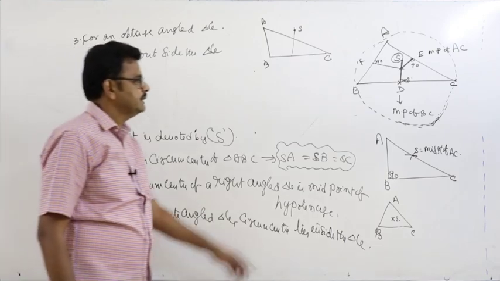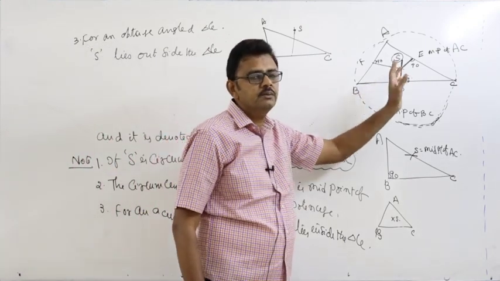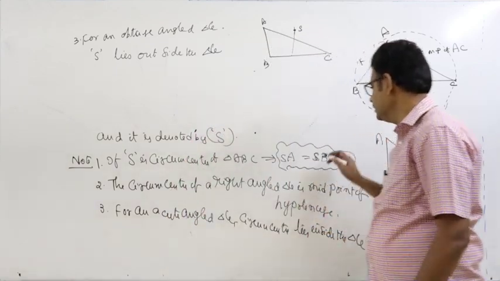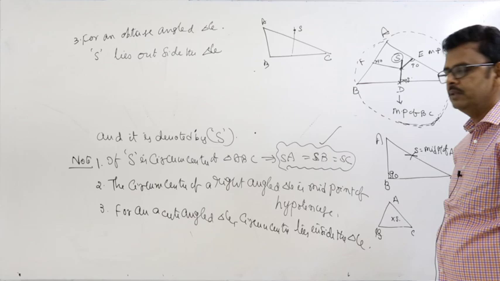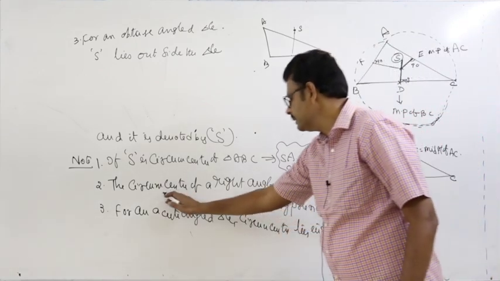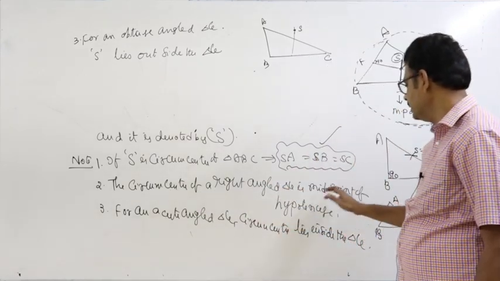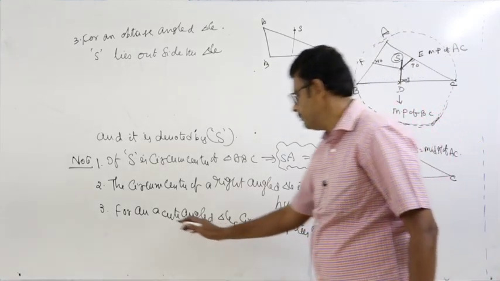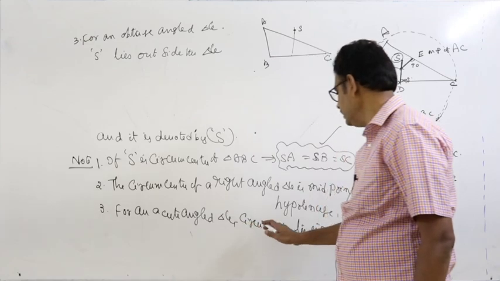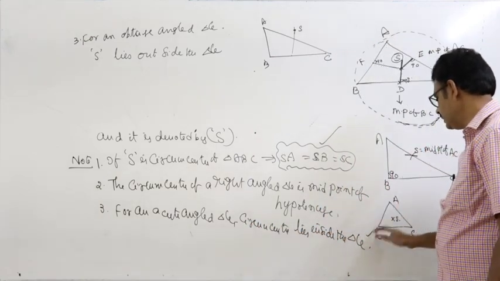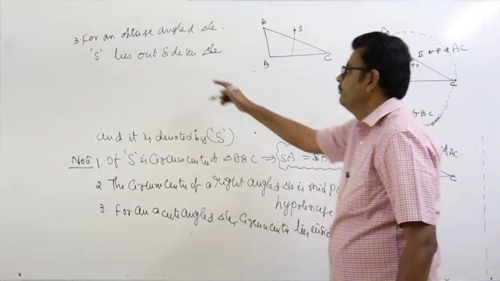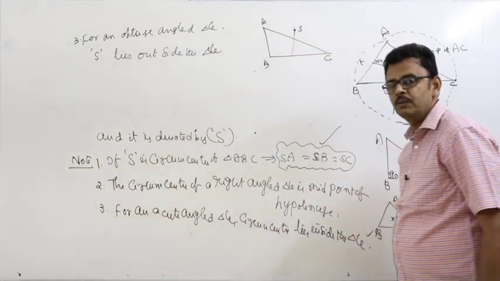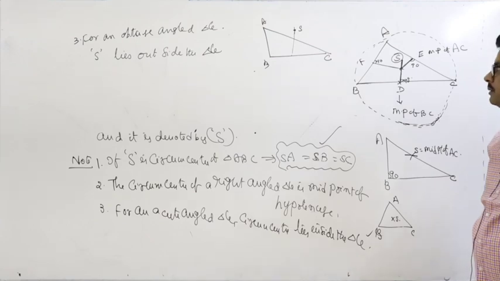So, the circumcenter is equidistant from the three vertices of the triangle, that is SA is equal to SB is equal to SC. The circumcenter of a right angled triangle is the midpoint of the hypotenuse. For an acute angled triangle, the circumcenter lies inside the triangle. For an obtuse angled triangle, the circumcenter lies outside the triangle.